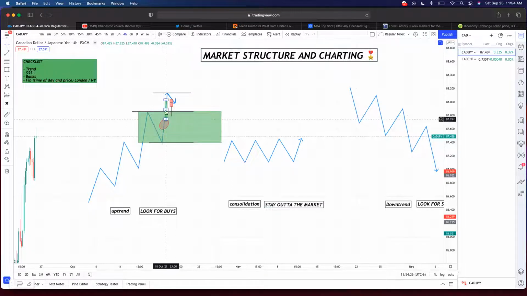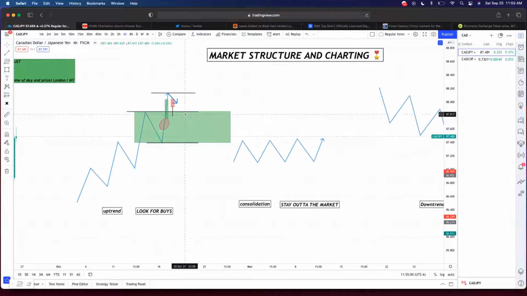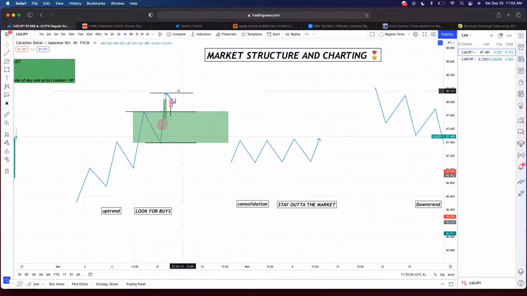This is a break and retest. This one right here is a break and close. This is the retest, okay? So I'm just going to try and explain this to you guys in layman terms, okay? Playing a break of structure and retest, if you're trading gold, or you're trading indices or whatever, this works a lot.